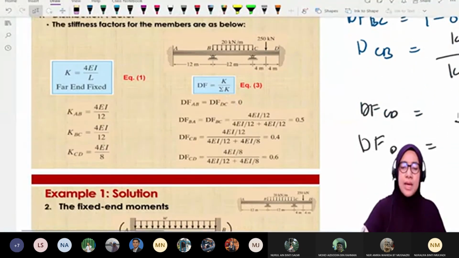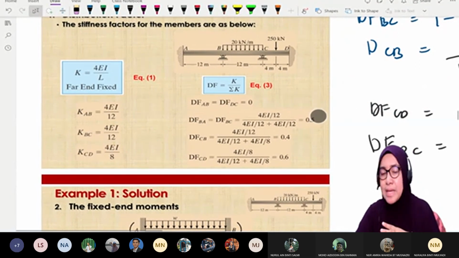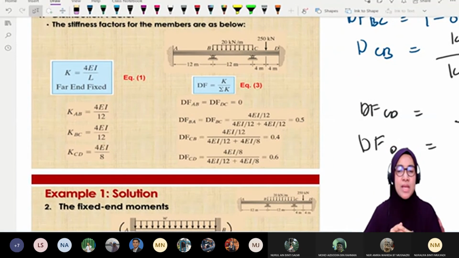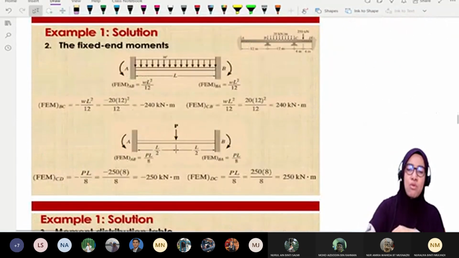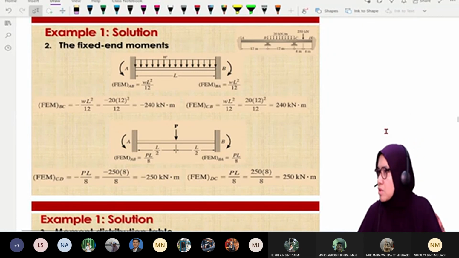Yang ni boleh tengok lah in detail, in the slide tu dia dah tunjuk jugalah, the one that I have shown to you in Excel. So dia punya proses, dia punya value, you boleh check balik. Okay, so we get the same. Move to fixed end moment. Boleh nampak tak?